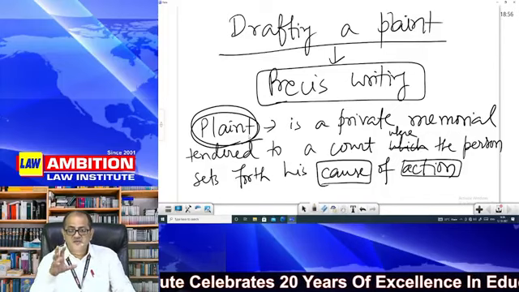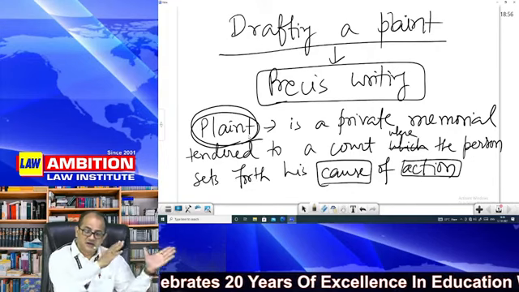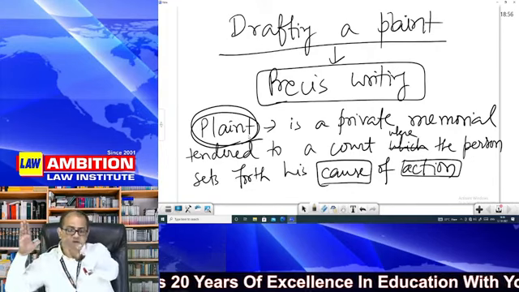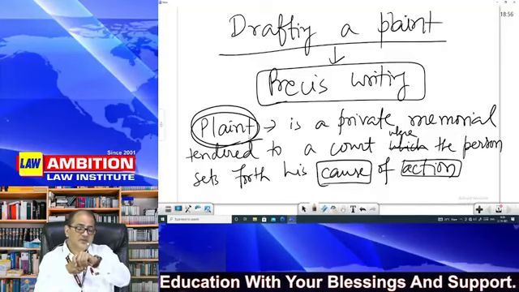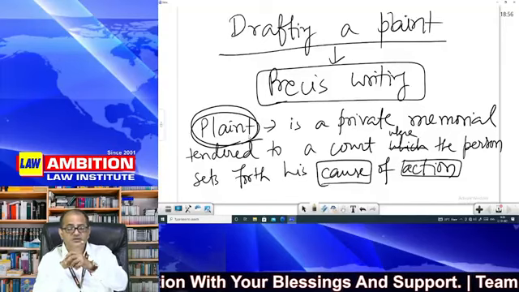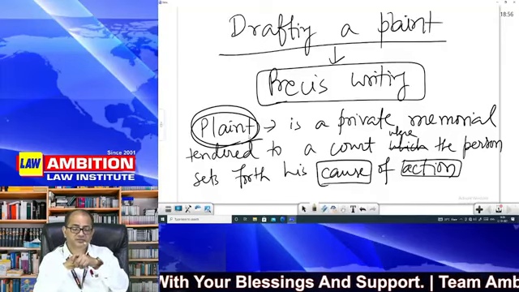So awareness of law as far as substantive law is concerned, awareness of law as far as procedural law is concerned, it is necessary for you as a lawyer or as a person of the legal fraternity. You must know this fact. Is this clear? Is this all right?